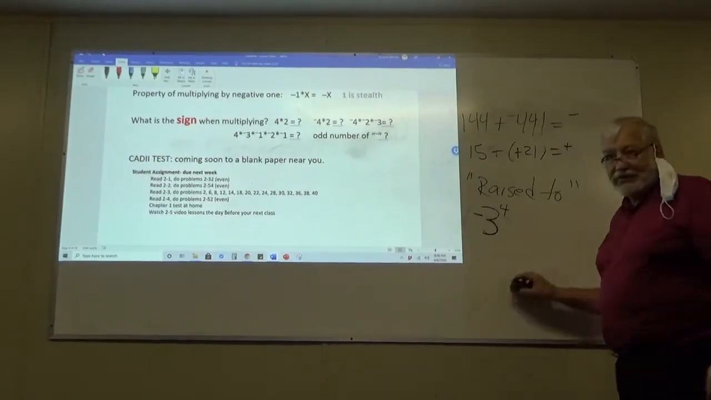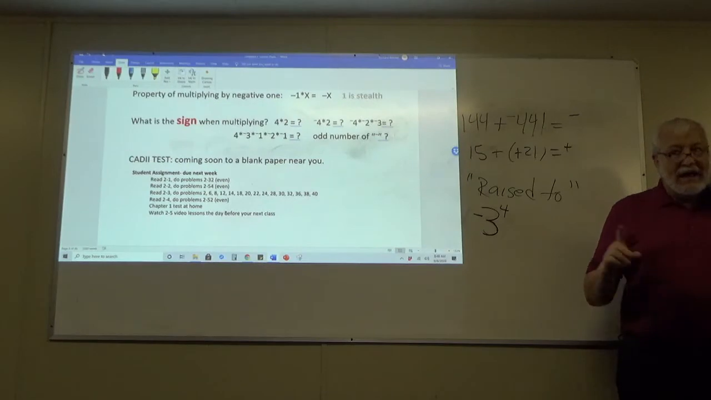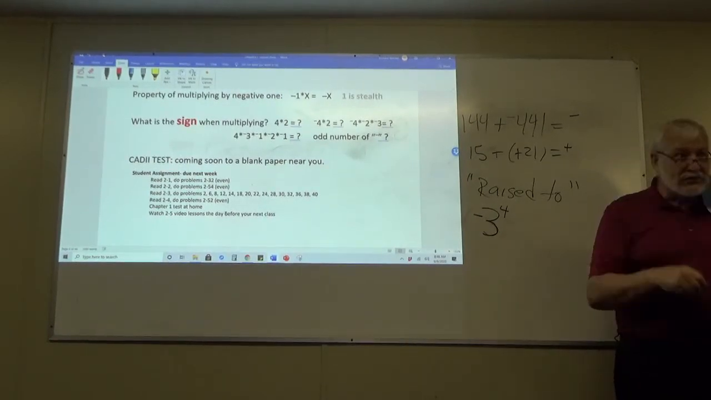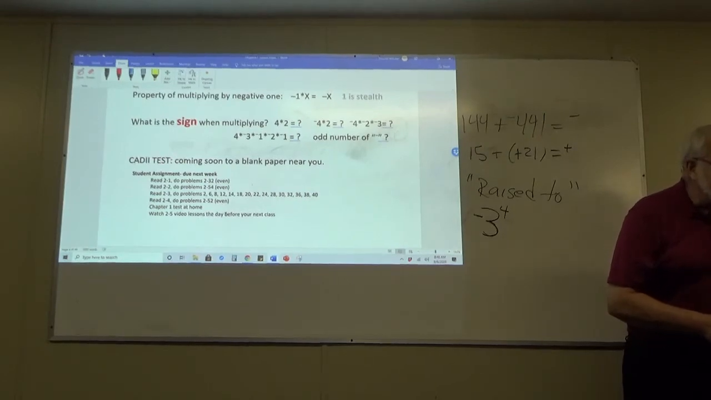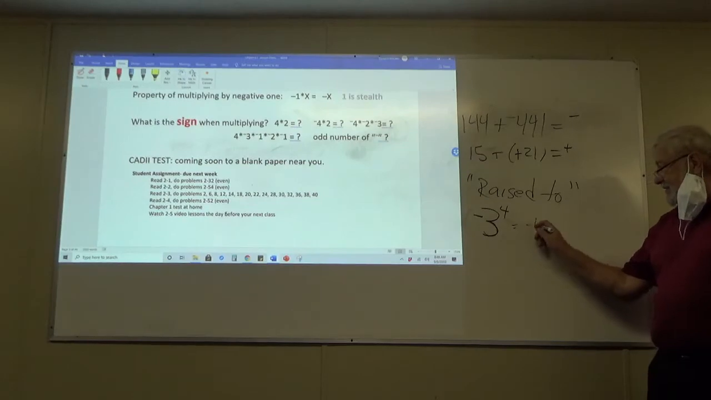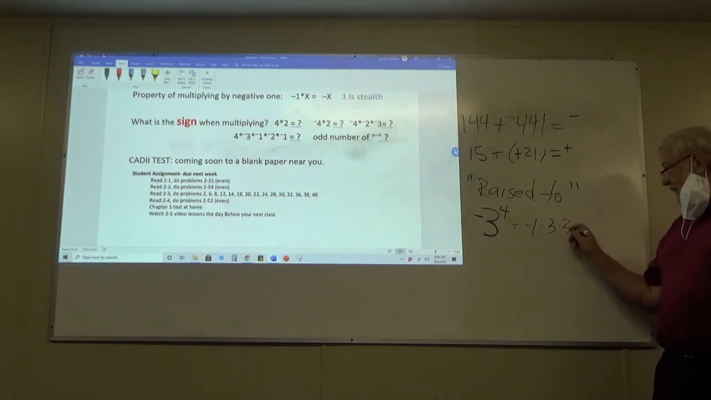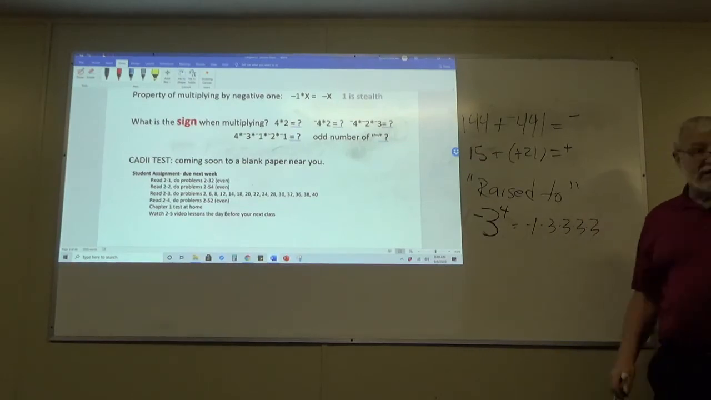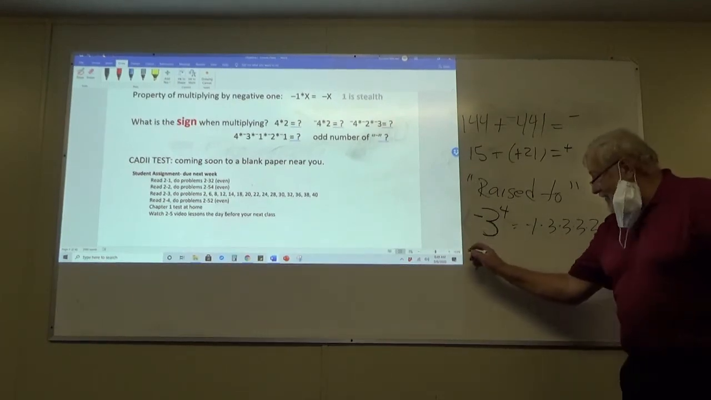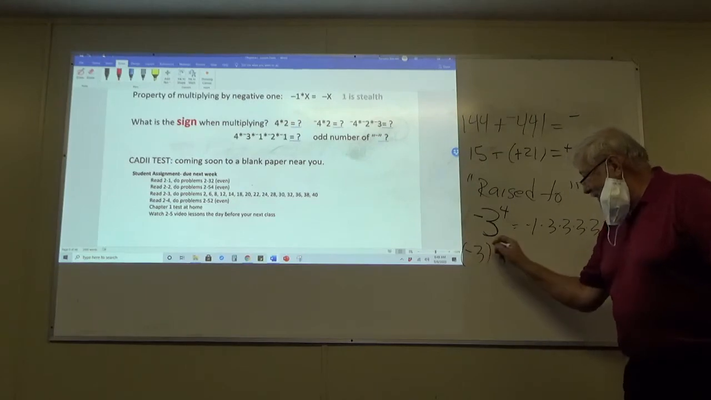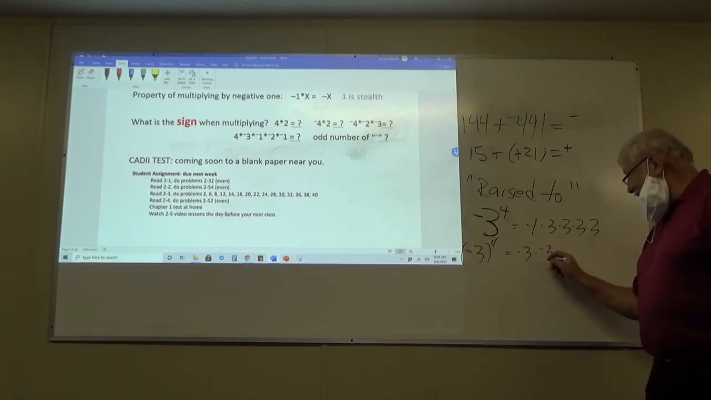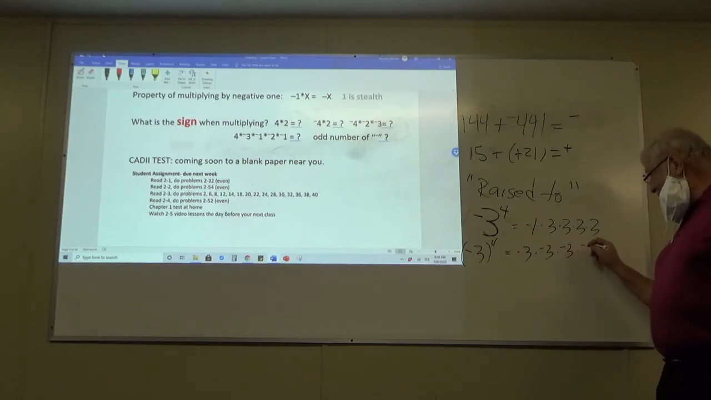Now, we know we can put this in the calculator and find out, but how many negatives are in this problem? 1 negative. So the answer is going to be negative, because this is negative 1 times 3 times 3 times 3 times 3. All right, this is negative 3 times negative 3 times negative 3 times negative 3.